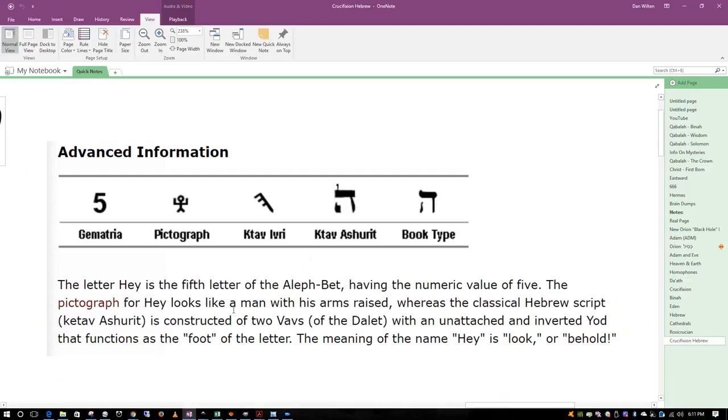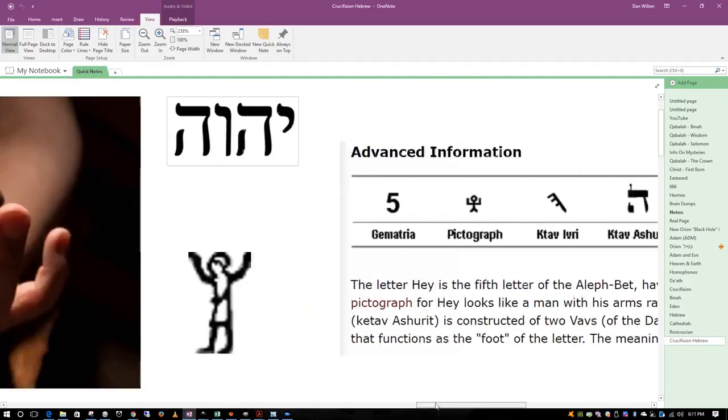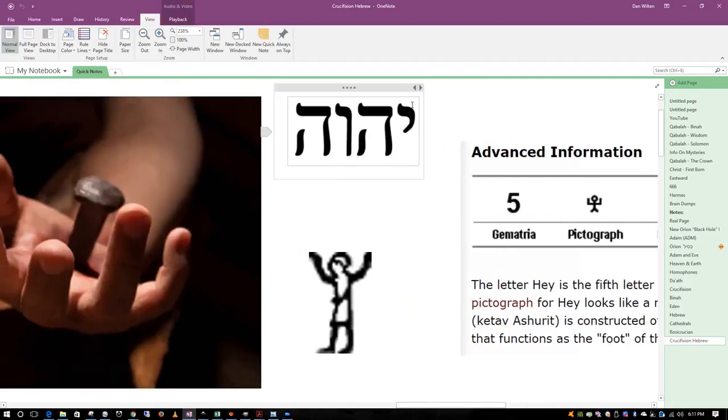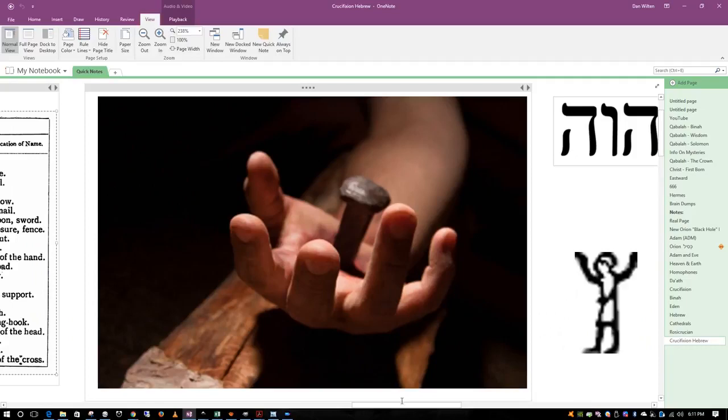The pictograph for Hey looks like a man with his arm raised, whereas the classical Hebrew script is constructed of two vavs of the Daleth with an unattached and inverted yod that functions as the foot of the letter. The meaning of the name Hey is look or behold. So we have the hand, behold. So behold the hand.